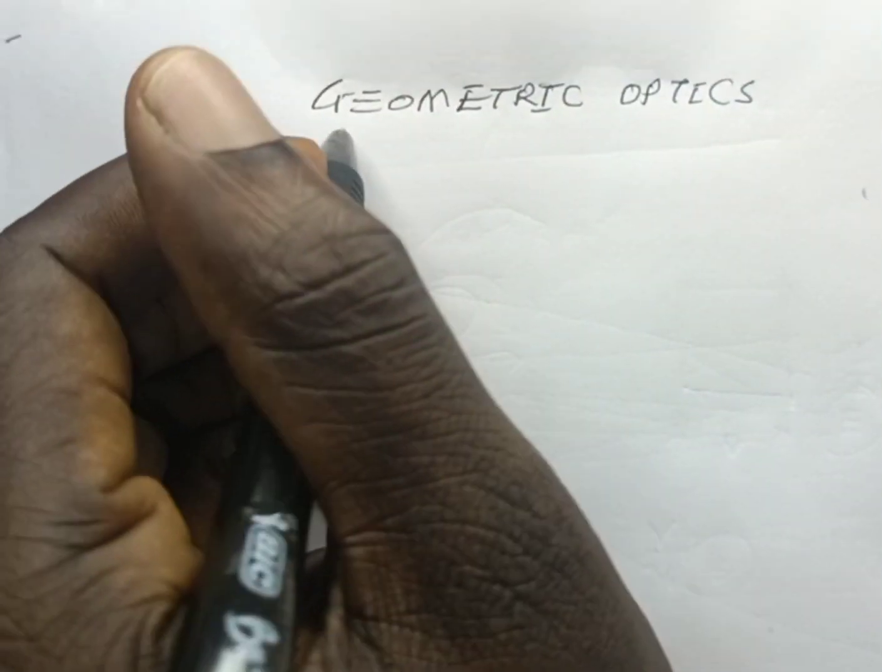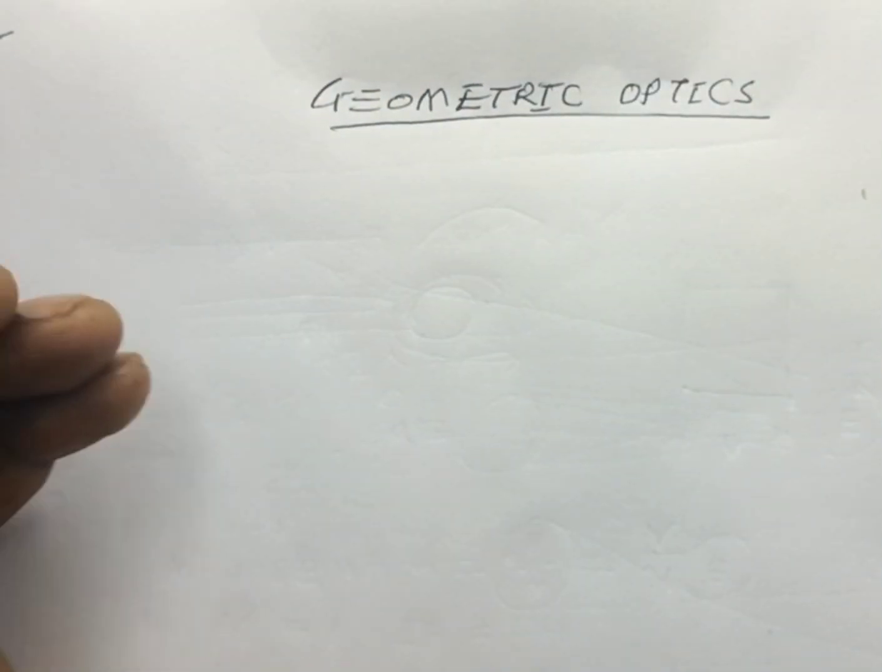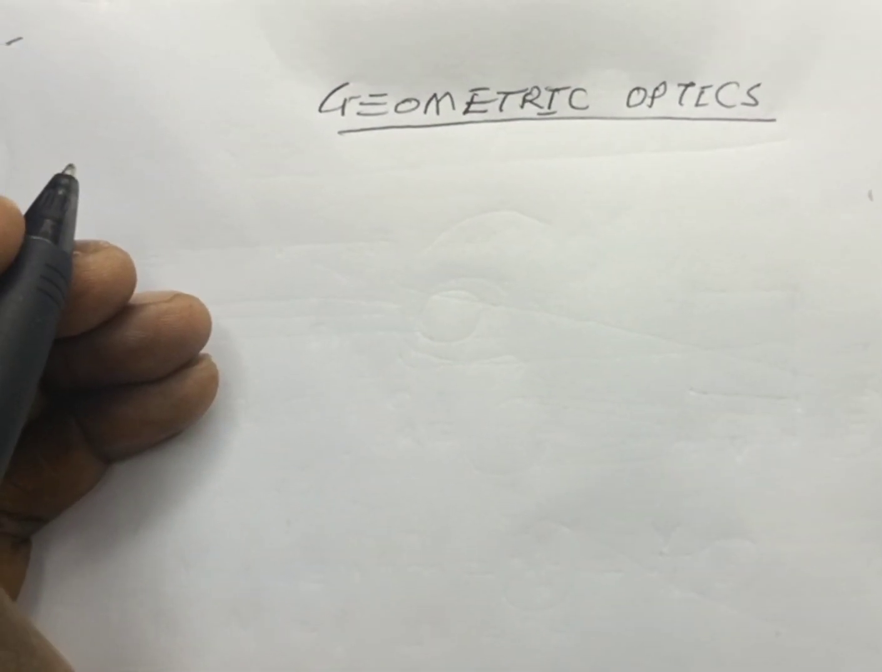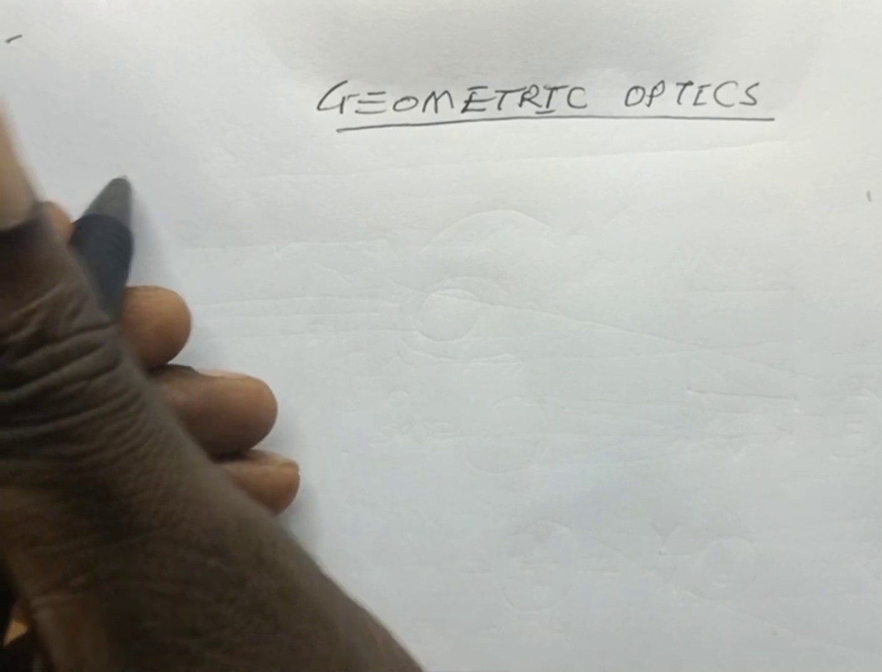Hi, today we'll be looking into geometric optics, which is one of the interesting topics in physics. And if you look at the topic, it's made up of two words: geometric, which is from geometry.